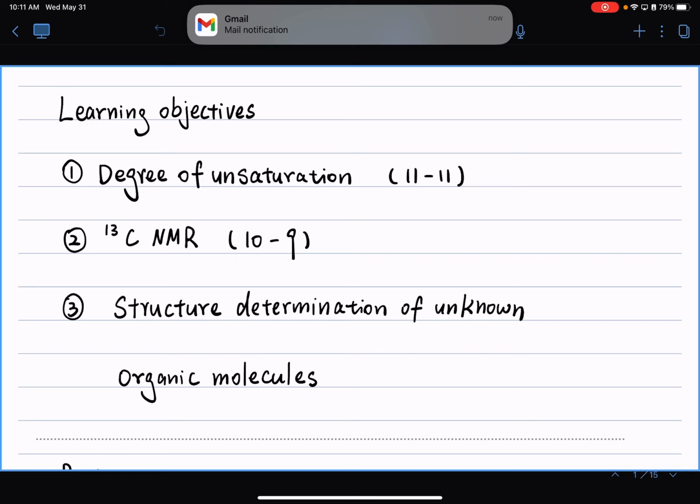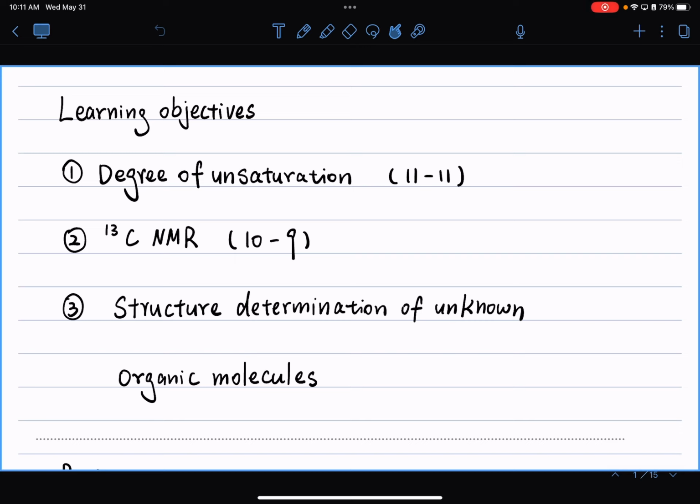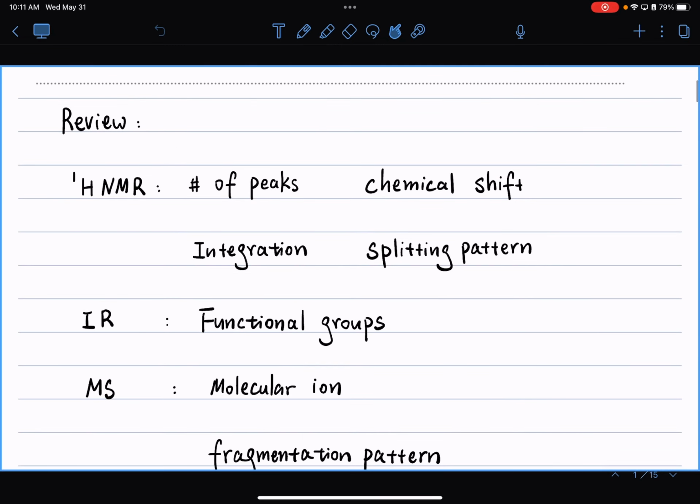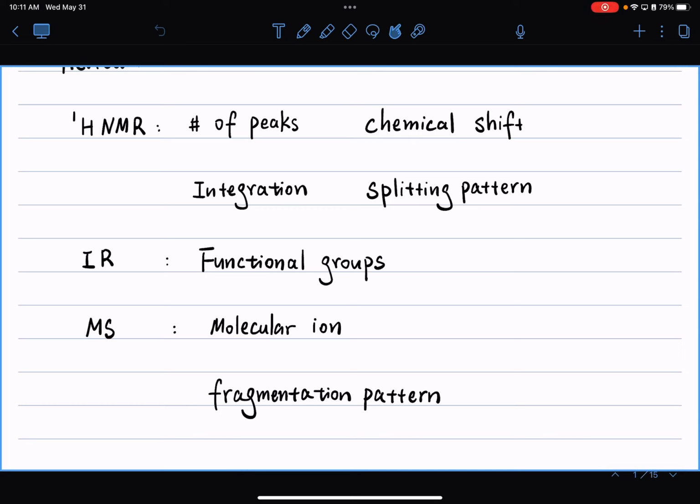The first one is degree of unsaturation, and the second one is carbon NMR, and also some of the 2D NMR. And at the end, we'll do two examples together on how to use all kinds of spectroscopy methods to get an idea about what an unknown species looks like. So, before we get started, as a quick review, we have covered three of the major spectroscopy methods.